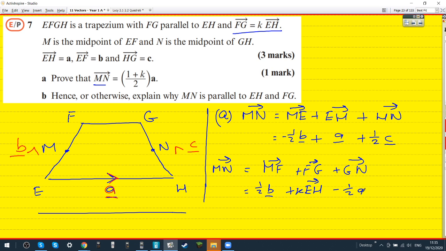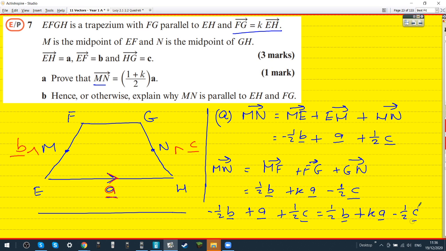And what is EH? EH is just A. So I'll just write that as KA, plus, minus a half C. Oh gosh. So that's two different ways of writing the same thing. Do we now make these equal to each other? If these were equal, it would be minus a half B plus A plus a half C equals a half B plus KA minus a half C.